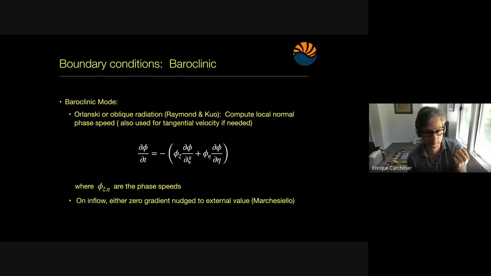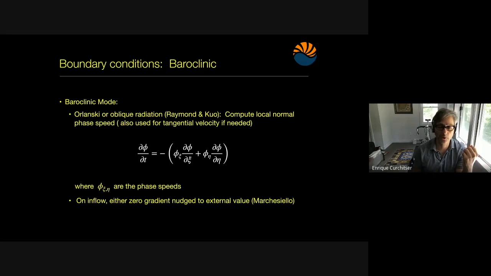at the boundary. And here in this equation, the phi are the phase speeds in both the x and y directions, if you will, and again they're a function of local information.